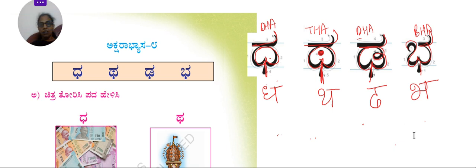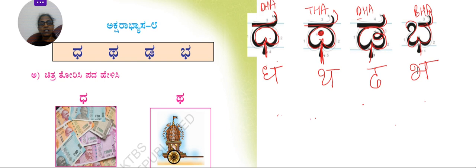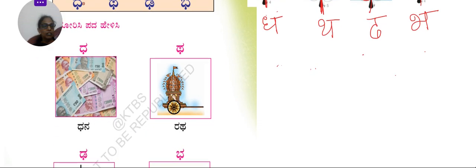Now let's look at the words which have these alphabets. So this one is Dhana. Dhana means money. Then Ratha. Ratha means a chariot. You can see the picture. It's a picture of a chariot. So Ratha means chariot. Dhana means money.